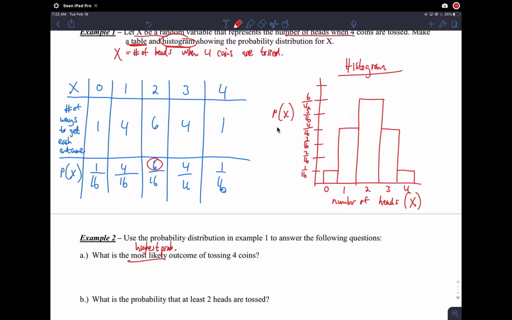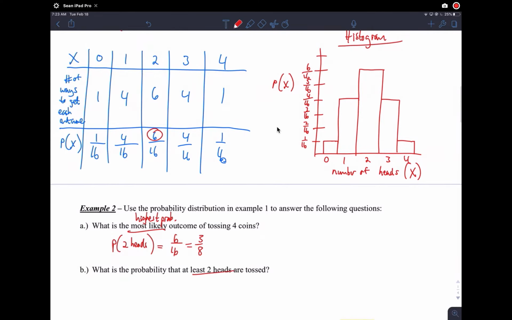So you can write it like this, and you can say the probability of 2 heads is 6 out of 16, and you can reduce that if you really want to 3 over 8. That has the highest probability, so it's the most likely outcome when I'm tossing 4 coins. All right? And then what's the probability of at least 2 heads?